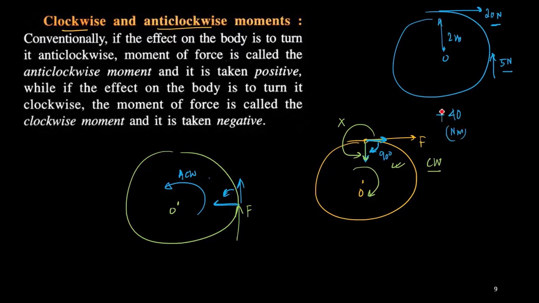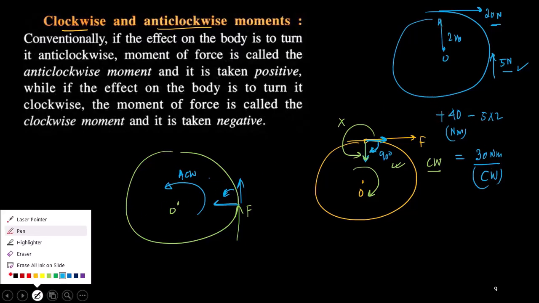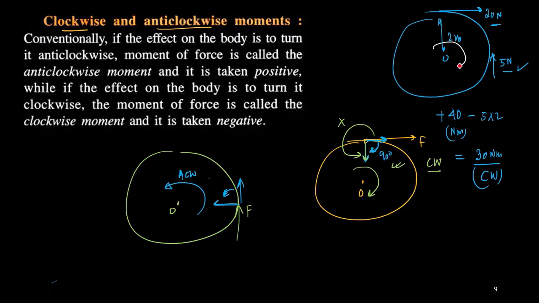Okay. If I say this number is positive, then 5 is giving the anti-clockwise moment. So minus 5 into 2, that means minus 10. Okay. So ultimately I am getting 30 Newton meter in the clockwise direction. So the effect of these two forces is such that the body will rotate in the clockwise direction. So you have to decide in which direction it is rotating. That means you have to take the net moment. So net moment is the summation of all the moments about the same point.